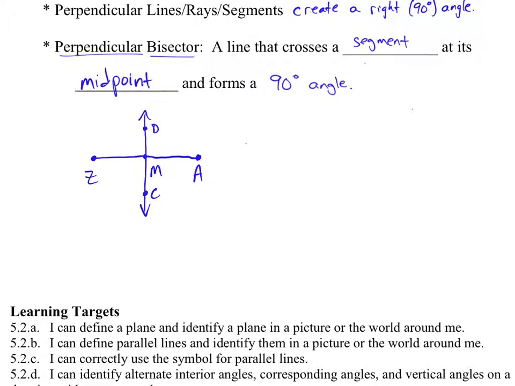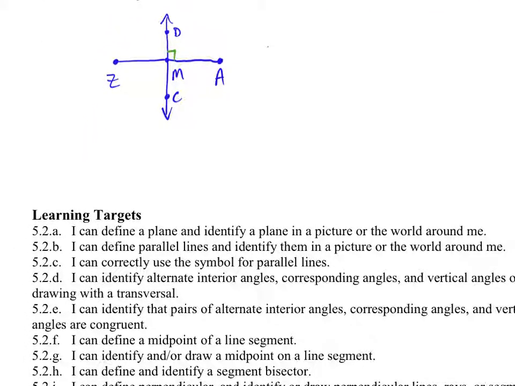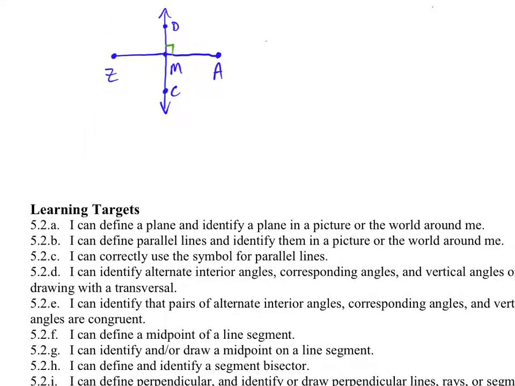And if we want to put in a symbol to show it's a 90-degree angle, remember that from earlier notes? This square little thing in the corner. Put a little square in there, something like that to try to show it's a 90-degree angle. But that line DC then is going to be the perpendicular bisector of segment ZA. And that is it. So we got a bunch of learning targets in there. And there's more on the assignment at the bottom.